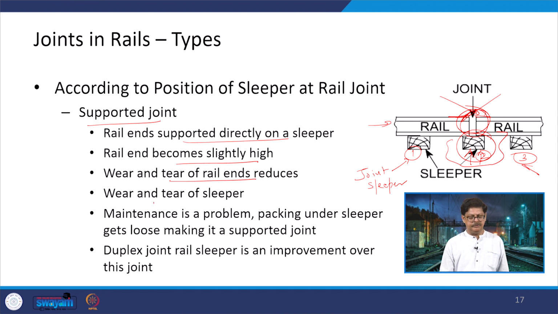Similarly, the wear and tear of the sleeper is also not going to be that much. Maintenance is a problem because the packing under the sleeper may get loosened after a certain period of time. So, this is one thing which will need to be taken care of. Now, the duplex joint rail sleeper is an improvement over the joint. So, this we have discussed, that what are the advantages of using a duplex joint rail sleeper.